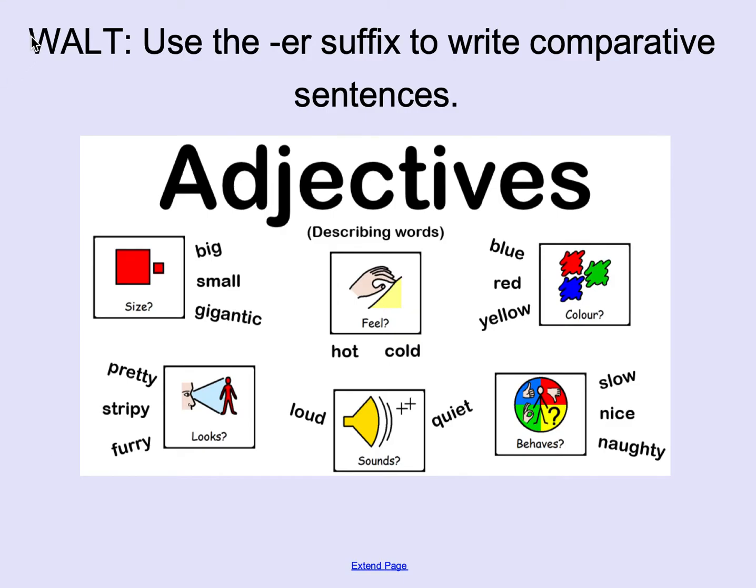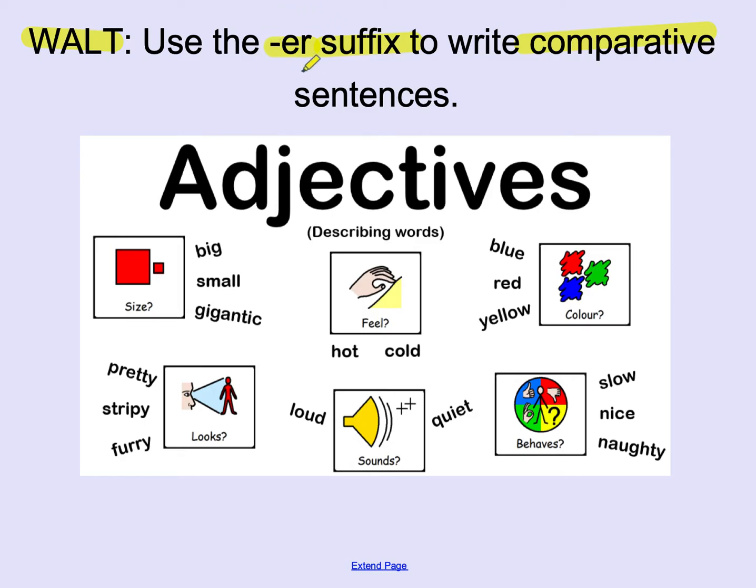Today's English lesson, we are learning to use the suffix to write comparative sentences. Now, what is a suffix? You know that a suffix is something that we attach to the end of the word. It makes the word longer.